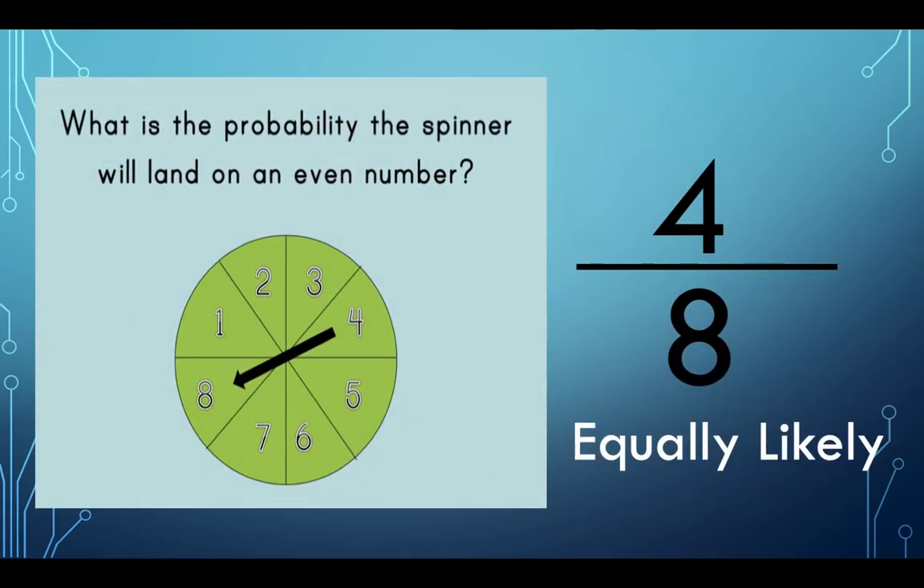So what is the probability the spinner will land on an even number here? All right, so if you look at this spinner, you have a 1, 2, 3, 4, 5, 6, 7, 8. If you counted all of your even numbers, so 2, 4, 6, and 8, you have 4 even numbers, but you have 8 numbers altogether. So you have a 4 out of 8 chance that it'll land on an even number. That is equally likely.